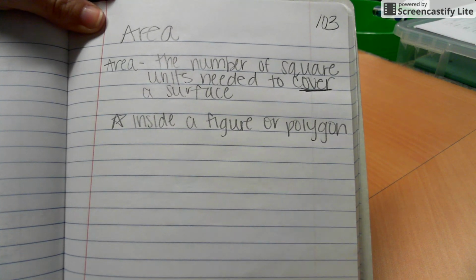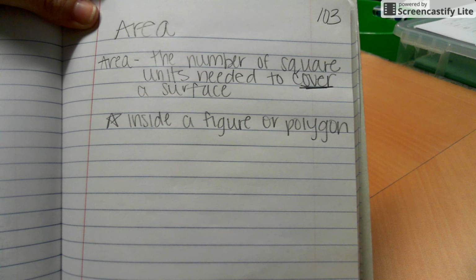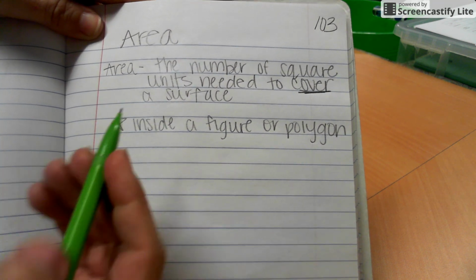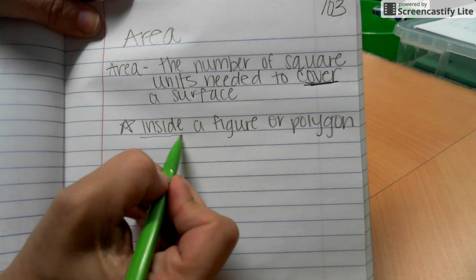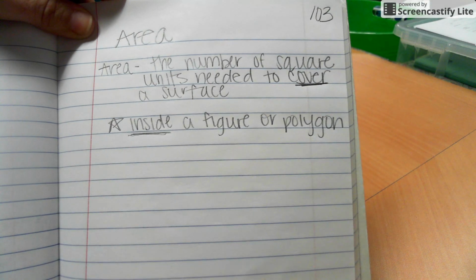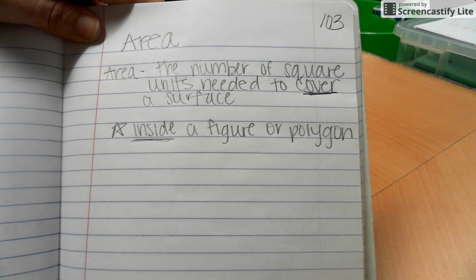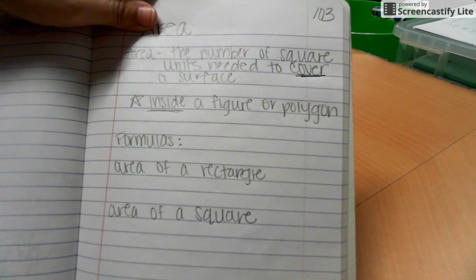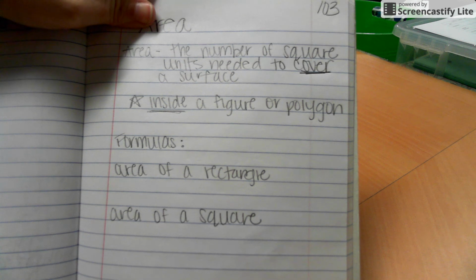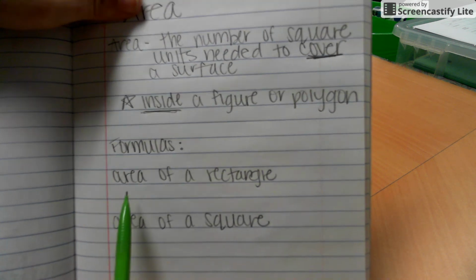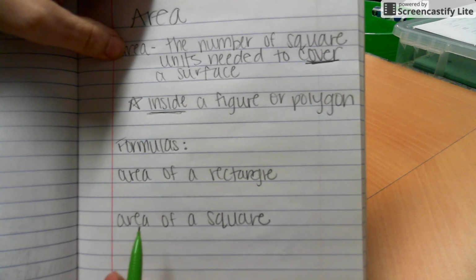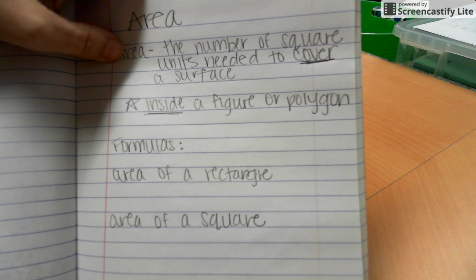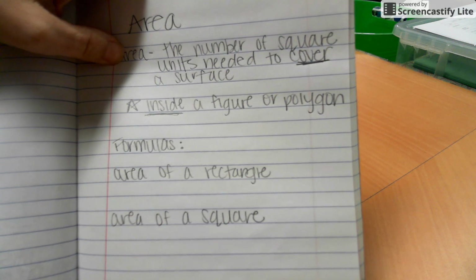Okay, so we said area was the number of square units needed to cover a surface. So that's the inside of the figure or polygon, the inside of the shape. So go ahead and pause and copy that down. Now there are also formulas for area. So we're going to do the area of a rectangle formula and the area of a square formula. So go ahead and write that down so that we can go ahead and look at those.